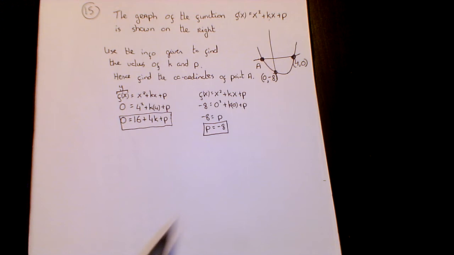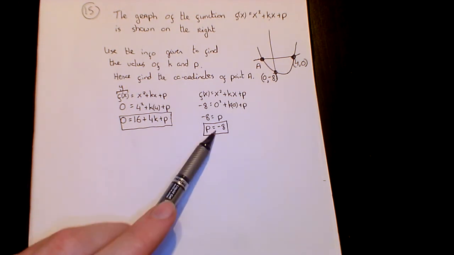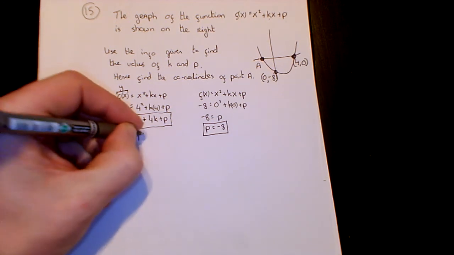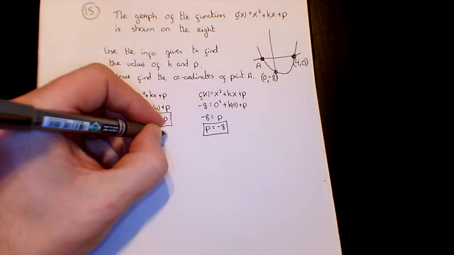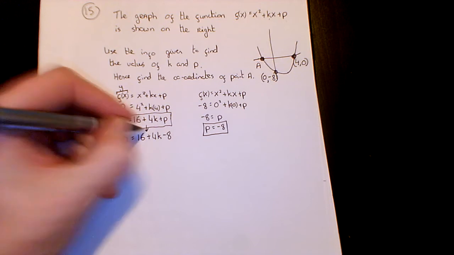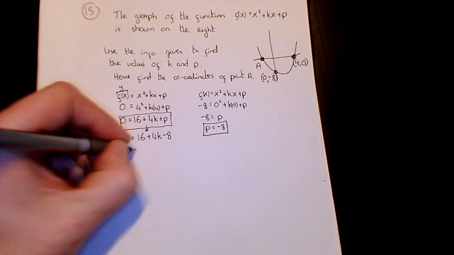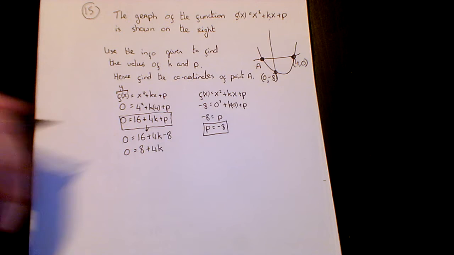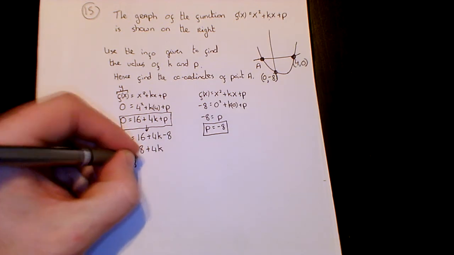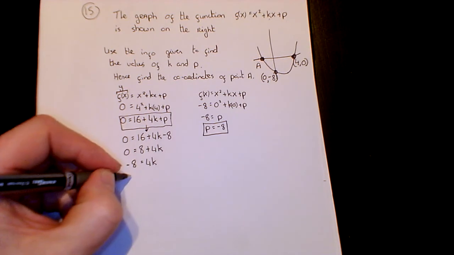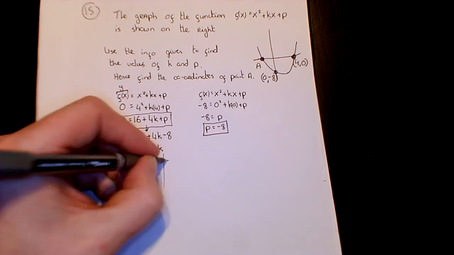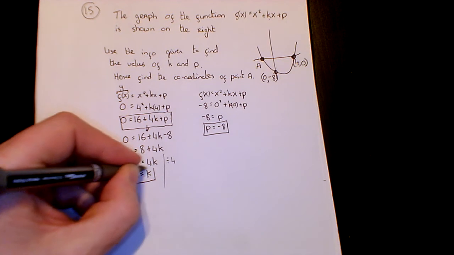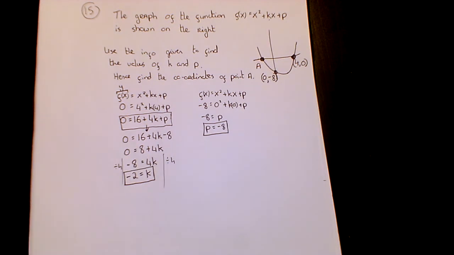I could do a bit more with this now. I could put the p in for that and simplify it a bit more. So 0 equals 16 plus 4k minus 8, because I know what p is now. So 0 equals 16 minus 8, which is 8, plus 4k. So minus 8 equals 4k. Divide both sides by 4, so that's minus 2 equals k. Okay, so I found k and I found p.